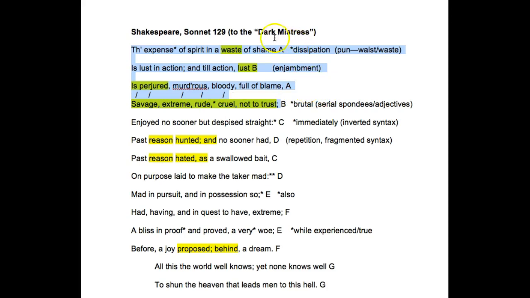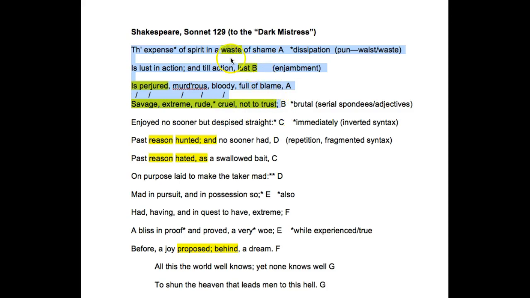We said this is addressed to the dark mistress. It is explicitly sexual, and you might not catch it at first, but let's just break this down, this first stanza, this first quatrain. The expense of spirit and a waste of shame is lust in action. And till action, lust is perjured, murderous, bloody, full of blame, savage, extreme, rude, cruel, not to trust.